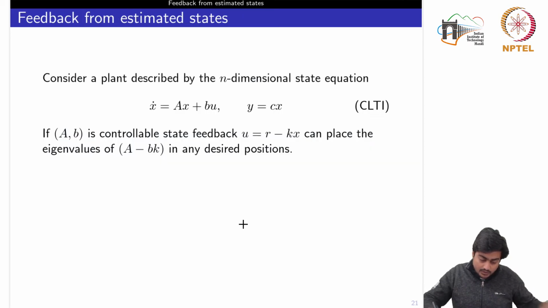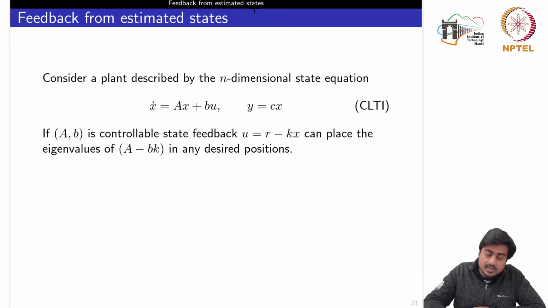Okay, so we shall not go into the proof of this result, which we had seen on numerous occasions. So now we'll move to the next topic, which is feedback from the estimated states. This was the main issue with which we started our 7th week, that the state x, by using which we want to design the state feedback, is not possible to measure directly.